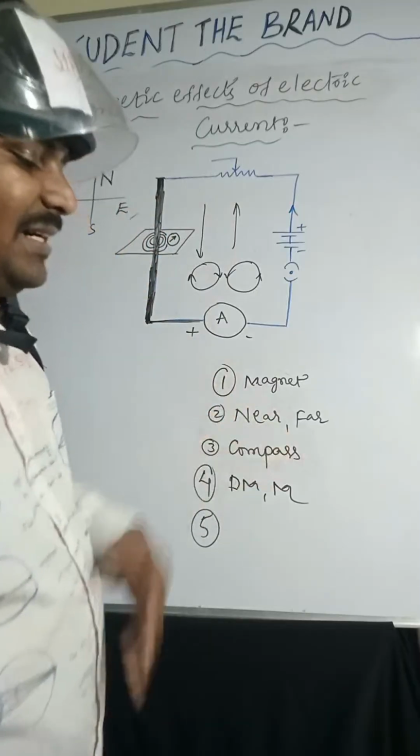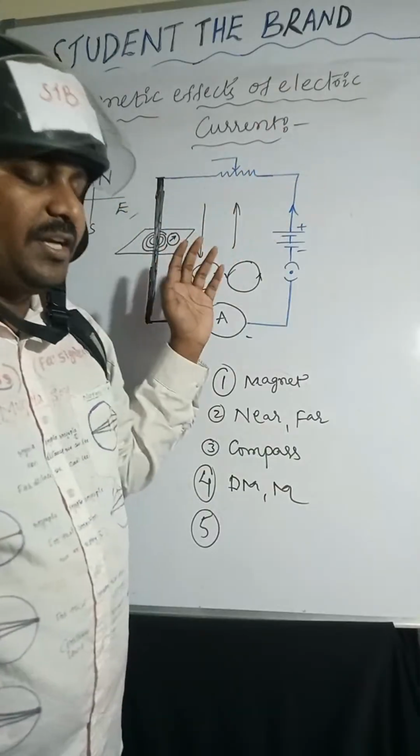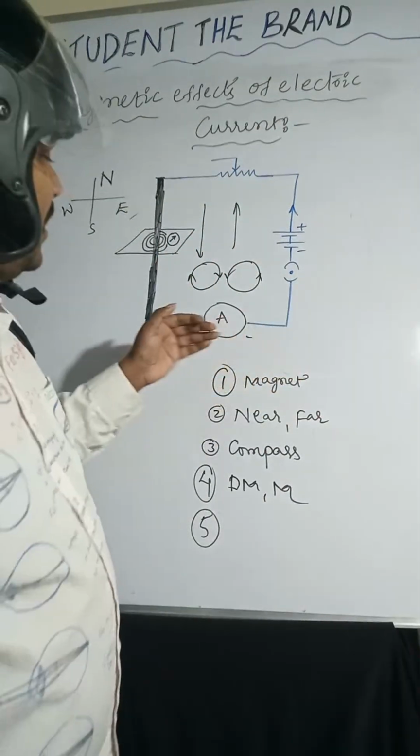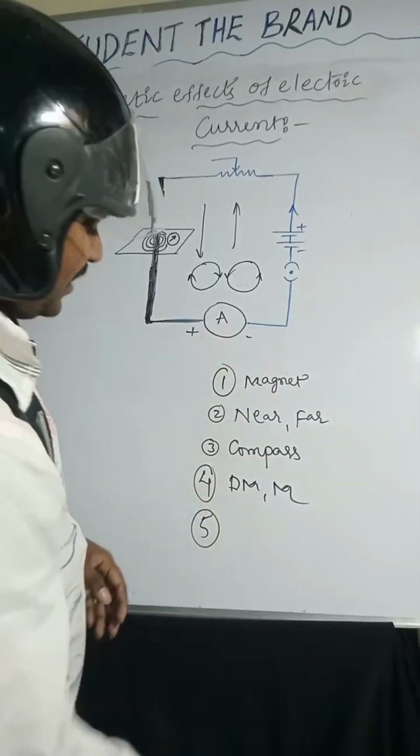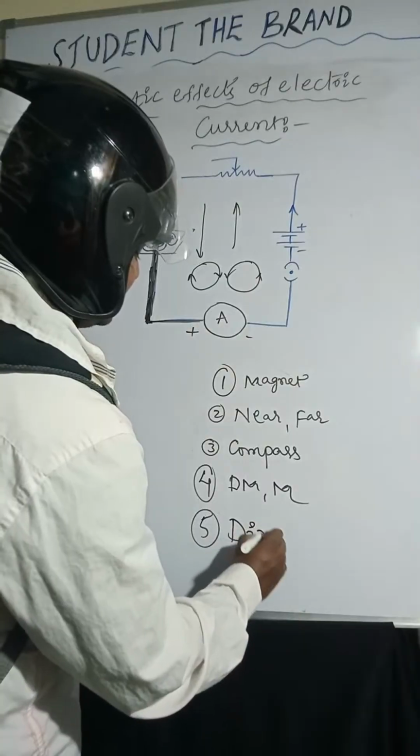Magnetize and demagnetize: when you attach the battery, it acts as a magnet. If you remove the battery, it won't act as a magnet. And the last, fifth one, as I said, is very important. Direction. Direction is very important.